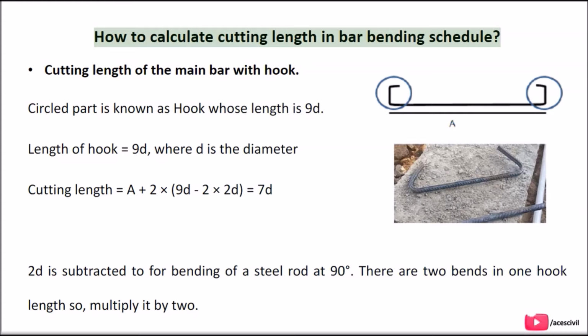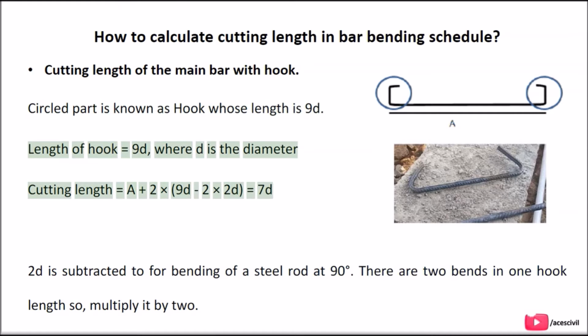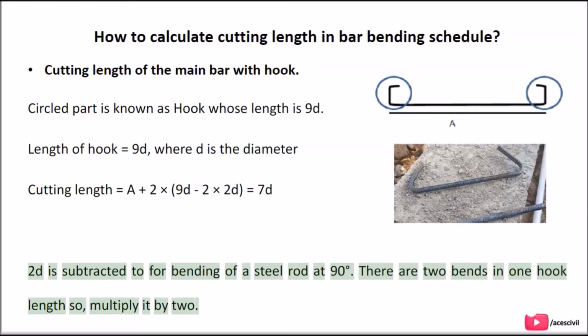How to calculate cutting length in bar bending schedule. Cutting length of the main bar with hook. The circled part is known as hook whose length is 9d. Length of hook equals 9d, where d is the diameter. Cutting length equals a plus 2 times 9d minus 2 times 2d, equals 7d. 2d is subtracted for bending of a steel rod at 90 degrees. There are 2 bends in one hook length, so multiply it by 2.